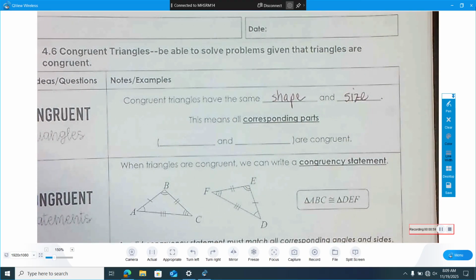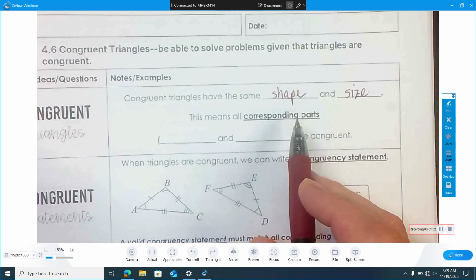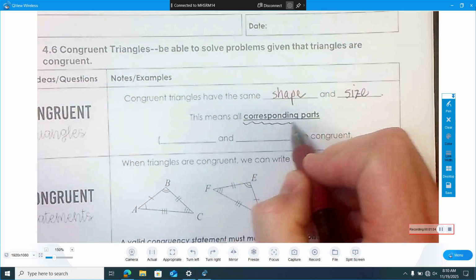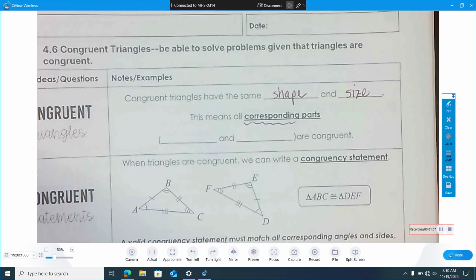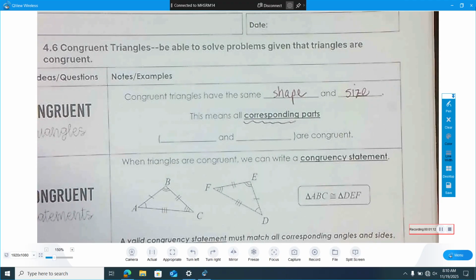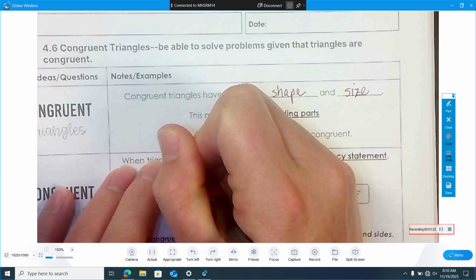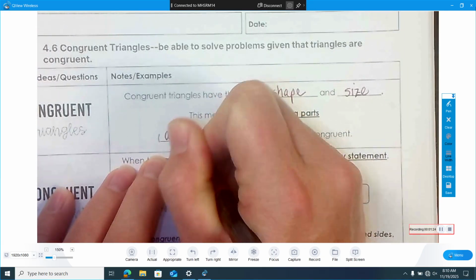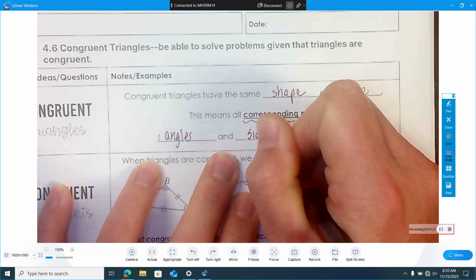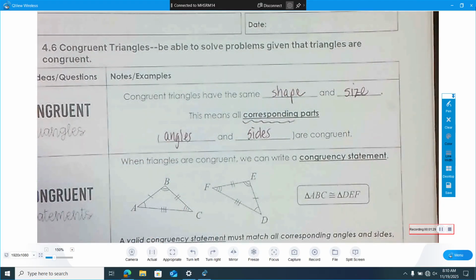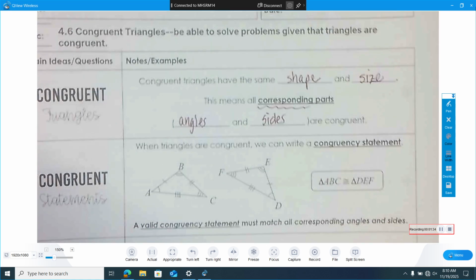This means that all corresponding parts. What do they mean by corresponding? Sides and angles. It's hard, right? Corresponding, similar orientation. So it means all the corresponding parts, meaning each pair of angles and each pair of sides are congruent. And so it's important that the orientation matches.